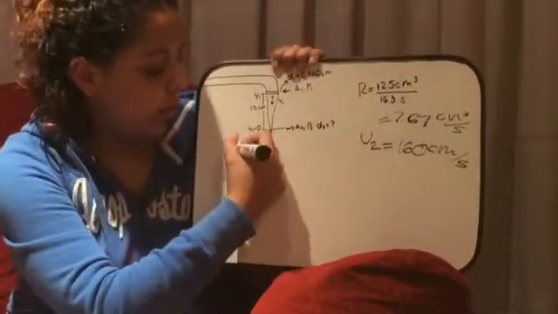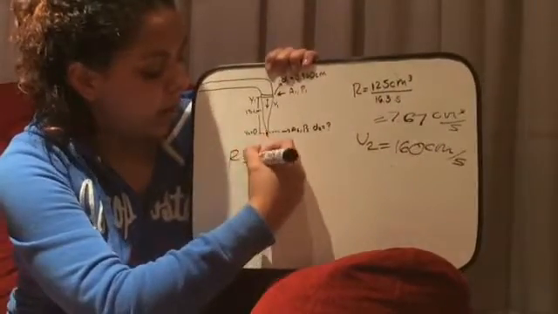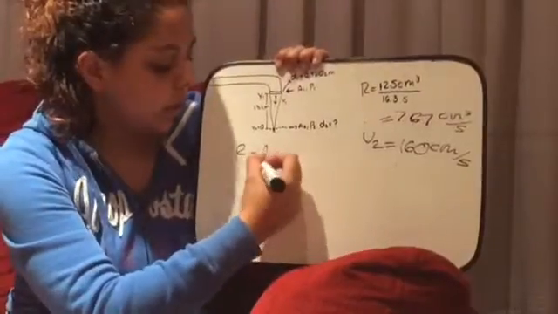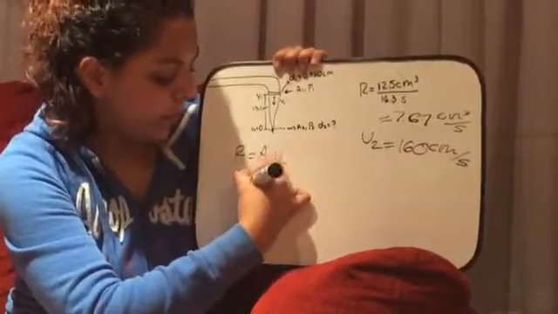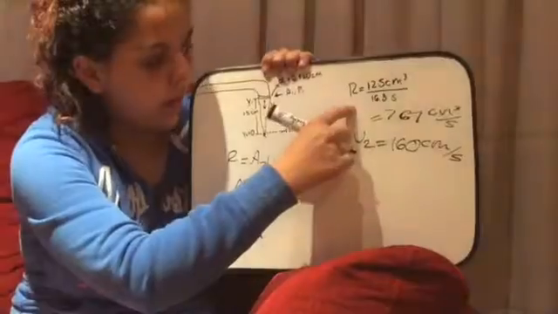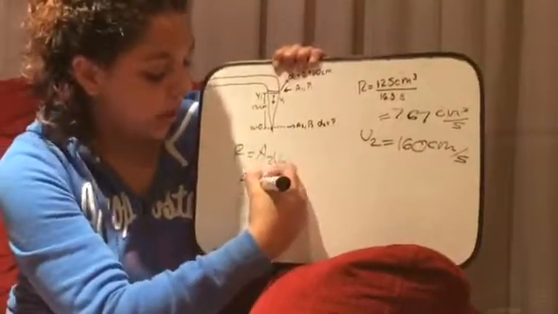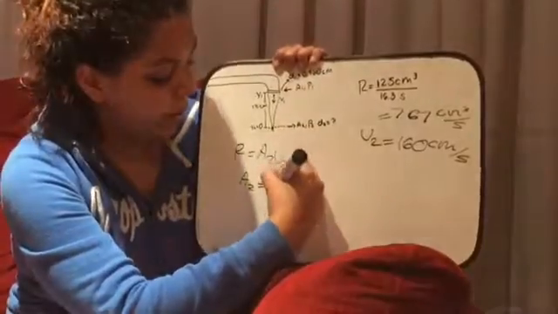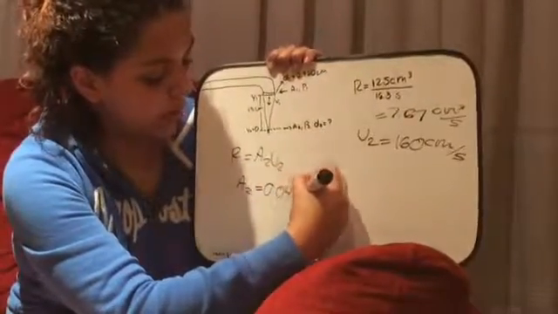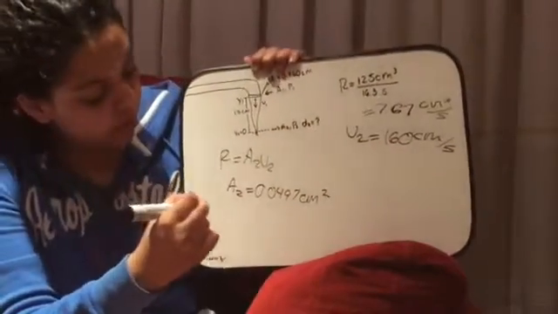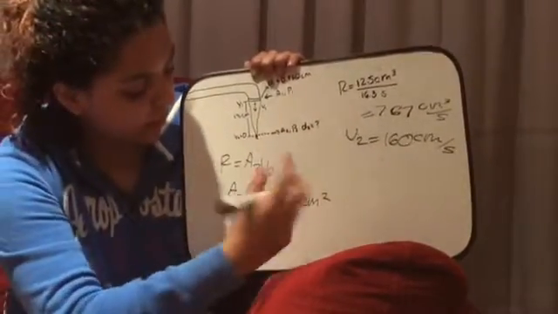So as we know, the rate equals area 2 times velocity 2, as I explained before. So the area 2 should equal 7.67 divided by 160. And this equals 0.0479 square centimeters, I'm sorry.